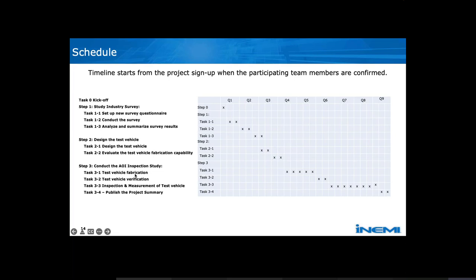Then, based on our experience in the past phases, we're going to allow roughly a year for the test vehicle fabrication, verification, and the inspection, and we'll publish a summary. We'll try to wrap up within 2 years, but in the plan we allow some buffer, which means we're going to take about 9 quarters to finish the project.